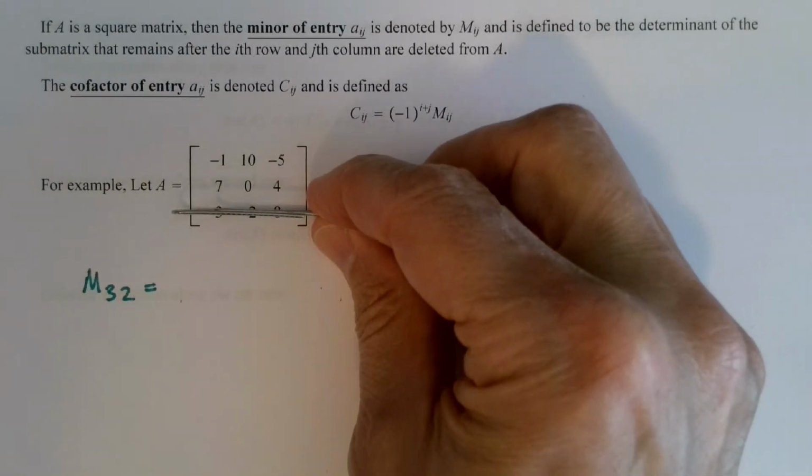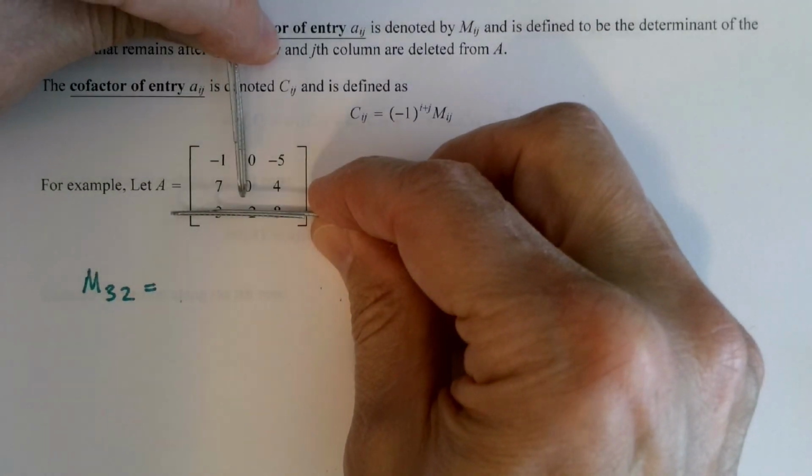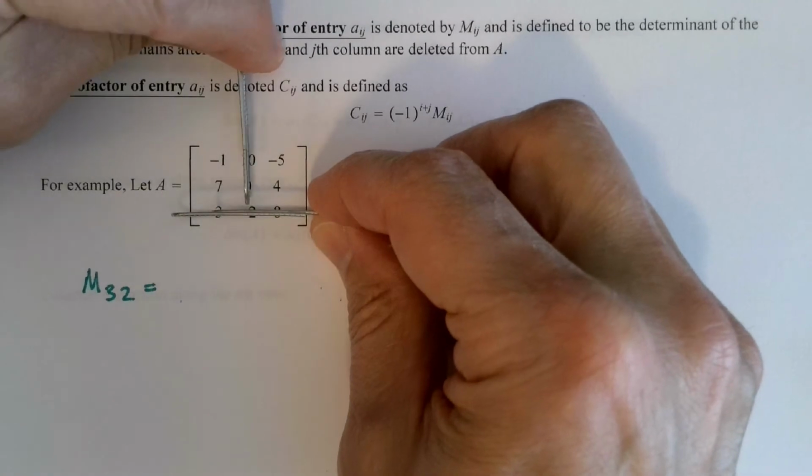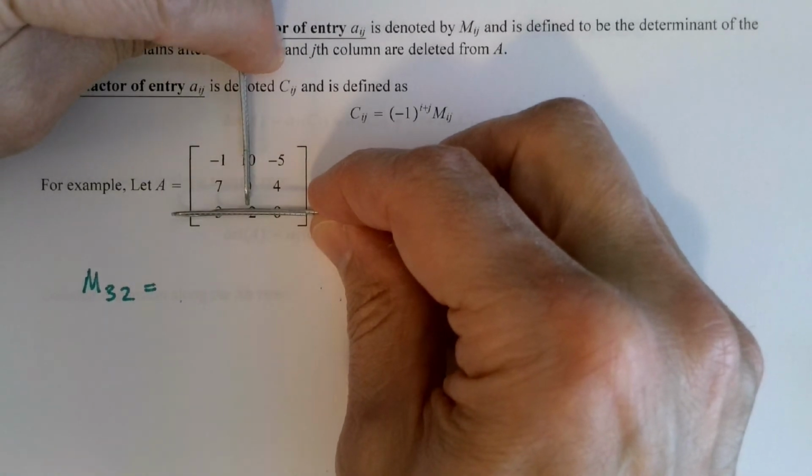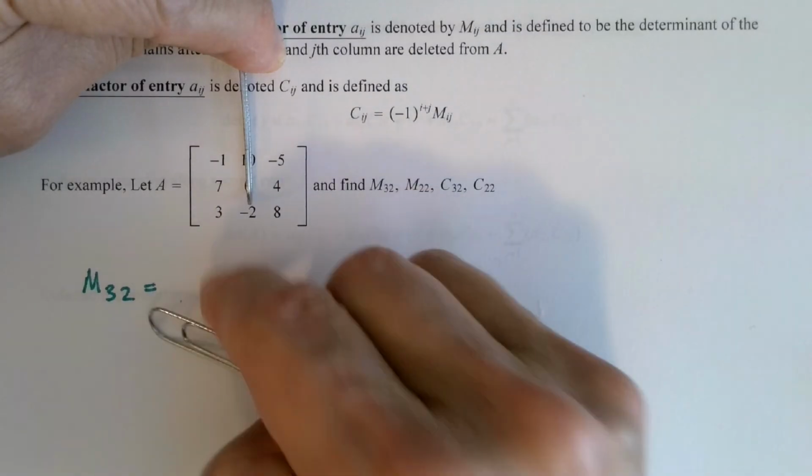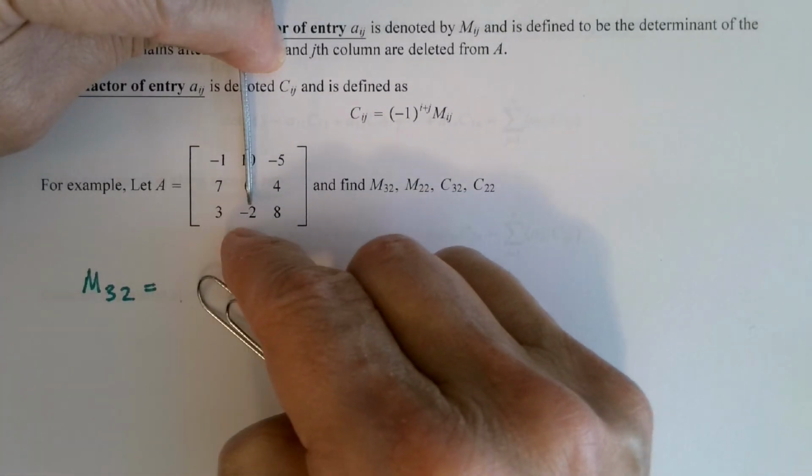So I'm going to take out that row and I'm going to take out that column, and what do I have left? See those 4 entries? I'm going to collapse down to create a 2 by 2 square matrix, and I want to find the determinant of that matrix. So notice the entry we're looking at, third row, second column, right?